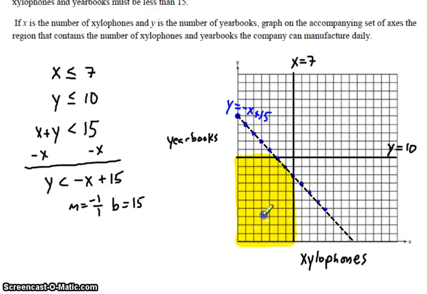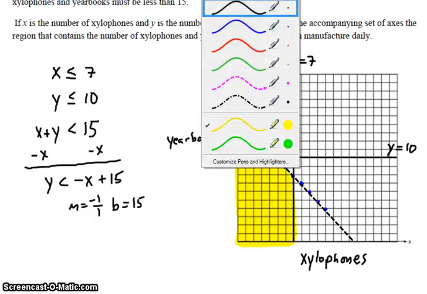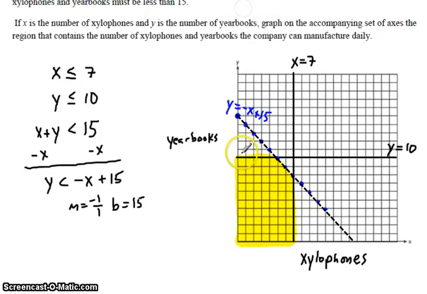If you want to draw in all the shading like we've done before, great, you can do that, but this is just such a neater way to do it if you can see it. Even if you get one of these wrong by trying to shortcut it, then just go back to the old way. But I'm going to draw my solution area here. Any XY point here would represent the number of xylophones and yearbooks that would be okay to manufacture. All right, let's get to number 2.